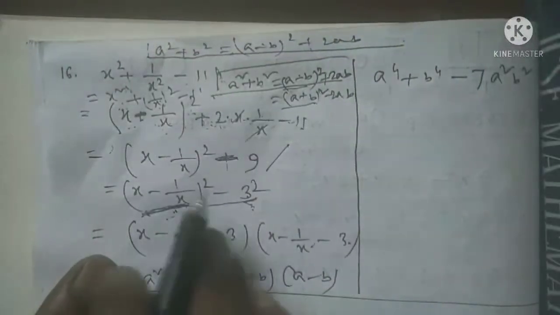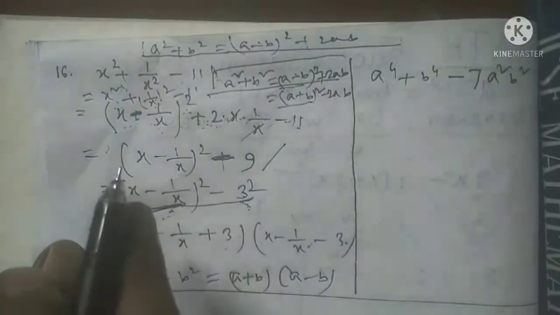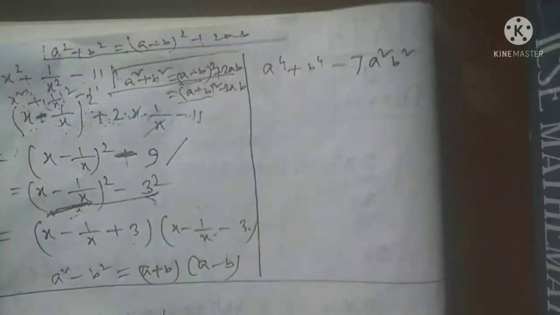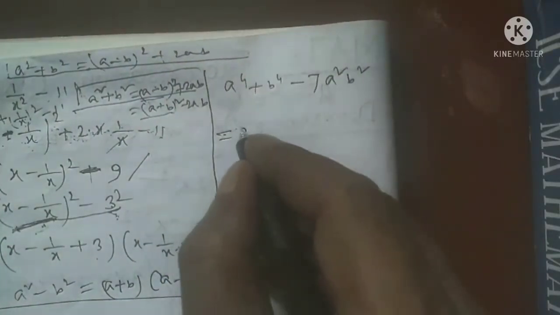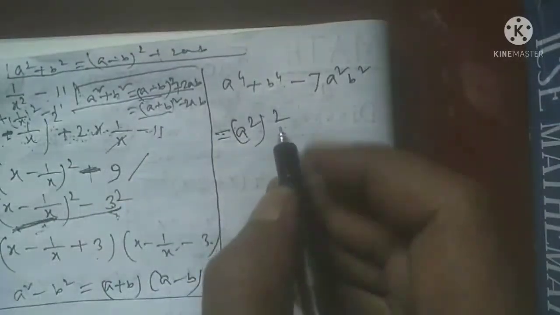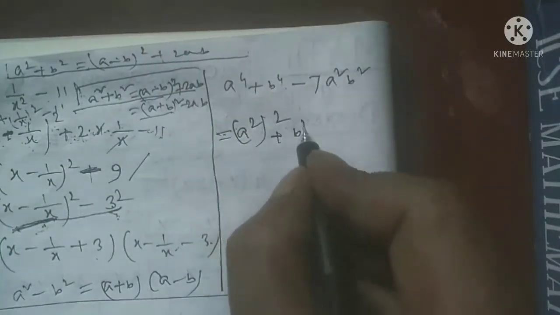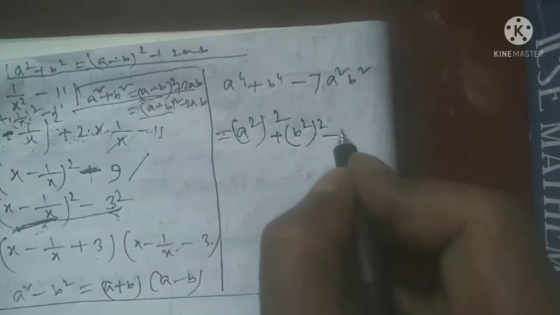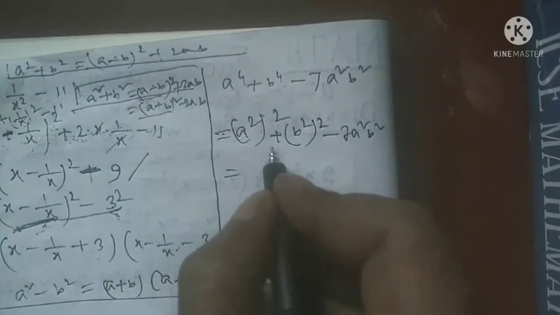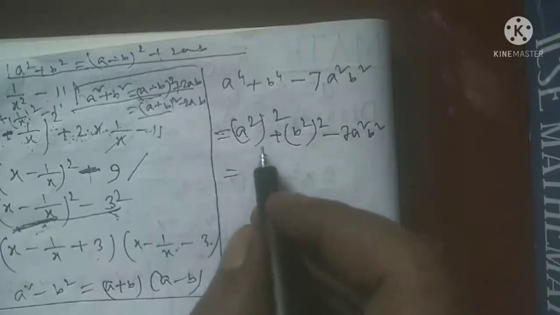This question is very important in this chapter, but it is not very difficult. The question is very easy. Here also you can easily solve these questions. First of all, you have to apply this formula: (a square) whole square plus (b square) whole square minus 7 square b square.